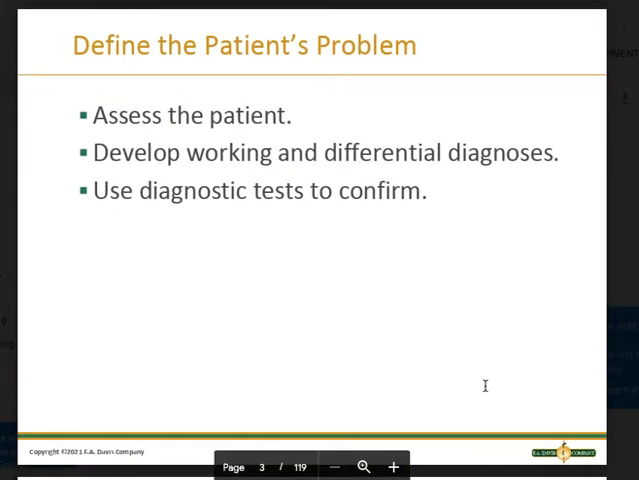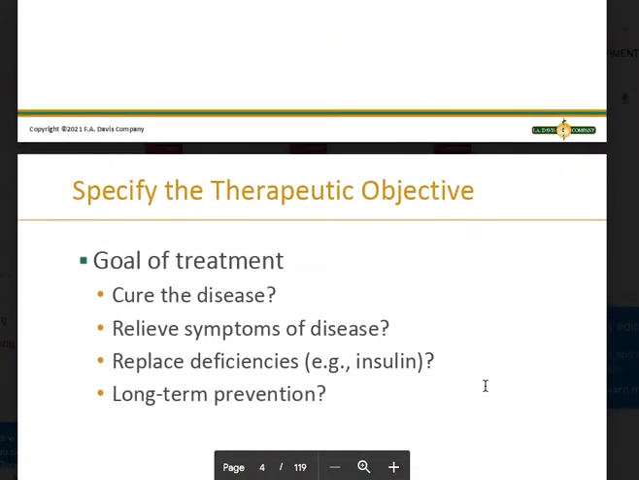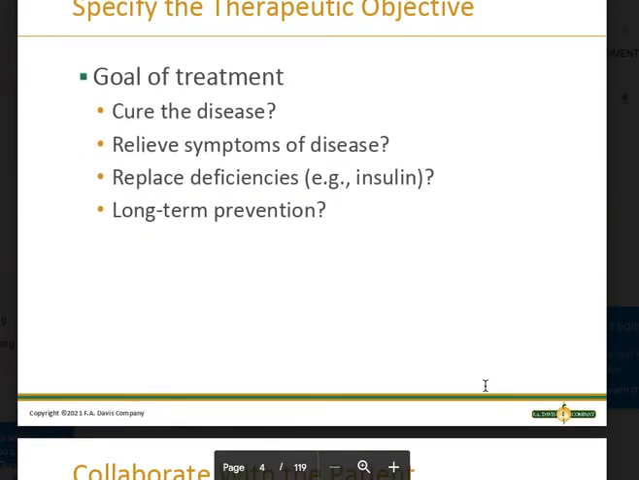So you're going to assess the patient, develop a working and differential diagnosis or diagnoses, and use diagnostic tests to confirm. And figure out what the goal of the treatment is. Are you curing the disease? Are we just relieving symptoms? Are we replacing a deficiency like insulin or treating hypothyroidism? Or is it just long-term prevention of a problem in the future like osteoporosis?